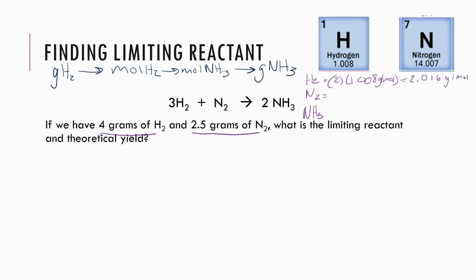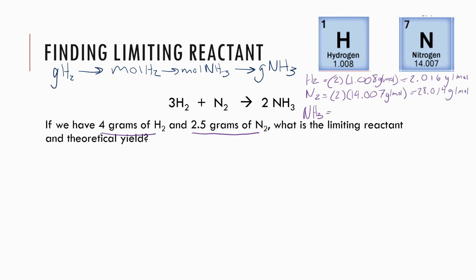For N2, we're going to do something similar. We have 2 nitrogens, but in this case, our nitrogen molar mass is 14.007 grams per mole. So we would do 2 times 14.007, and we would get 28.014 grams per mole.